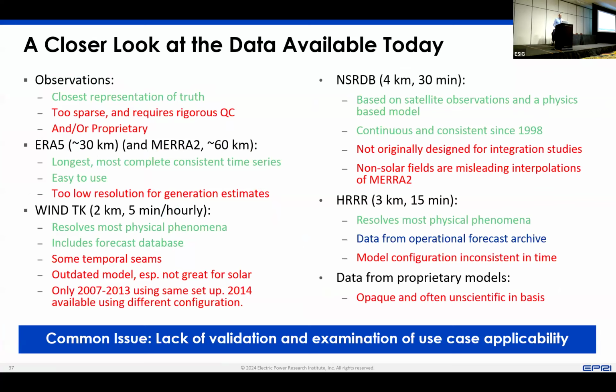So going through the data that we have available today in a little bit more detail, since this is a tutorial, kind of getting into the weeds a little bit. Observations always provide the closest representation of truth. The problem with observations is that they're typically too sparse and they require rigorous quality control. They're often proprietary as well.